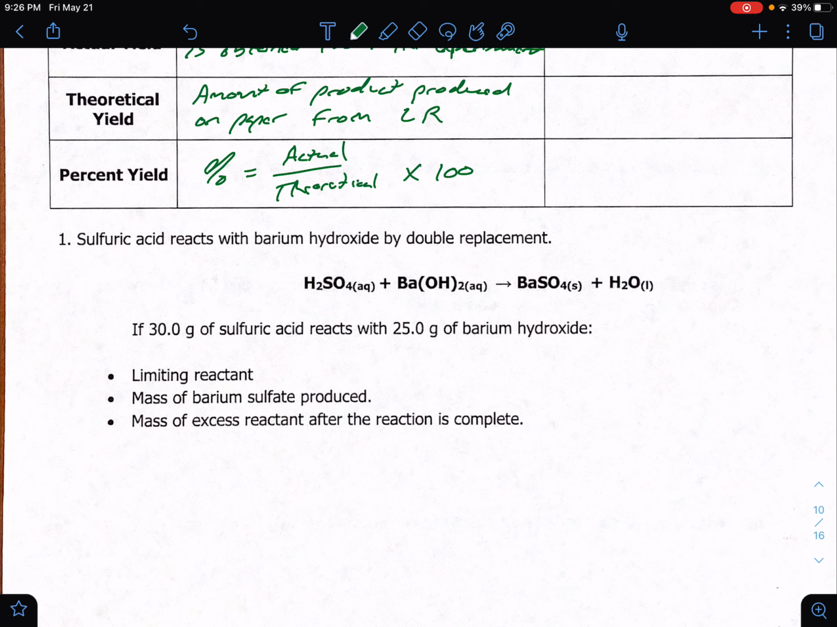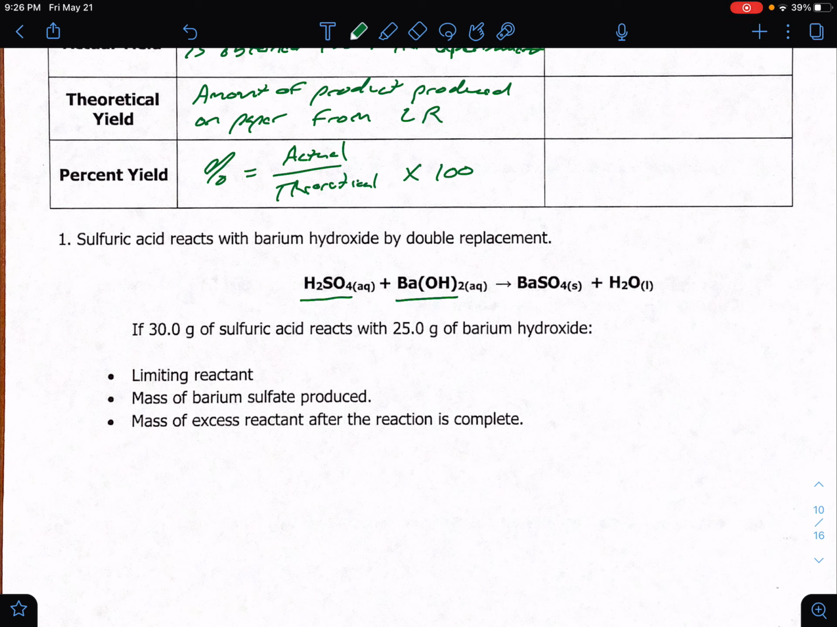So when we want to find the limiting reactant, we want to know which one's going to run out first, H2SO4 or Ba(OH)2. Okay, so remember, limiting reactant has to be on the left side of the arrow. So that means these 2 right over here cannot be limiting reactants. You could honestly choose whichever one to go to if you wanted to. You're still going to find the same correct answer.